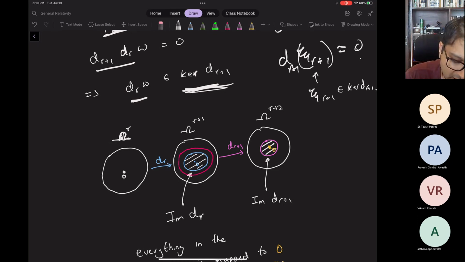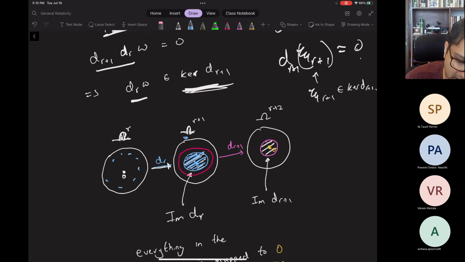Now when I act with d_r, this takes me to the space of (r+1)-forms. Let's denote everything inside this blue circle as the possible results that I can get by acting d_r on anything within Ω^r. That gives me everything within this blue circle. Obviously, everything within the blue circle does not span the entire space of Ω^{r+1}.